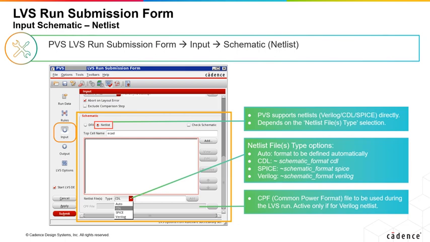Similarly, you can add more netlist files to your LVS run. There are additional options to remove or view the files as well. Under the CPF file field, enter the name of the common power format file to be used during the LVS run. This field is active only if Verilog netlist is used as an input.